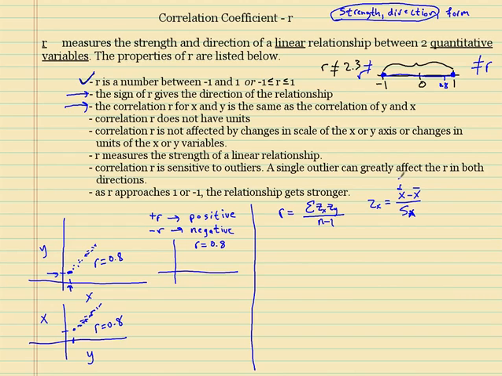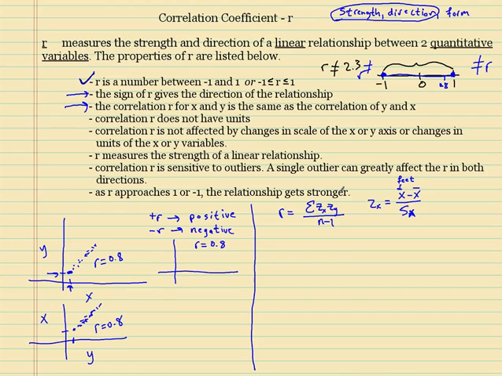So if x was in feet, we would lose our units, which means z does not have units. So no units times no units is no units. Divided by n, which is just how many are in your data set. Okay, so r does not have units.